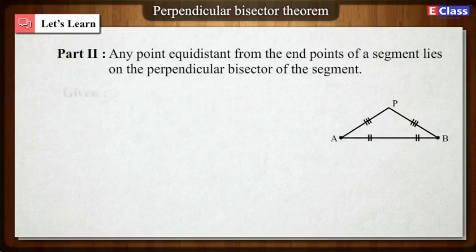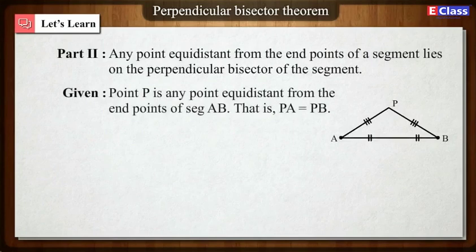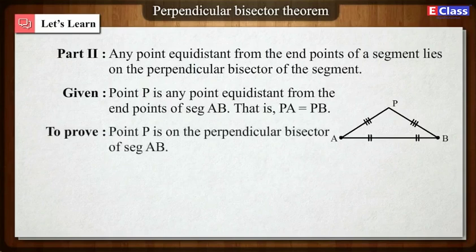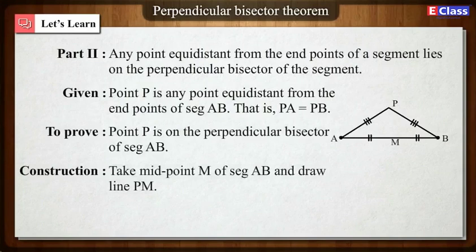Given. Point P is any point equidistant from the endpoints of segment AB. That is, PA is equal to PB. To prove, point P is on the perpendicular bisector of segment AB. Construction. Take midpoint M of segment AB and draw line PM.